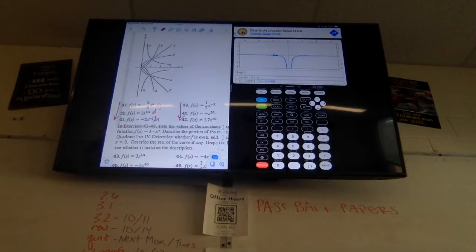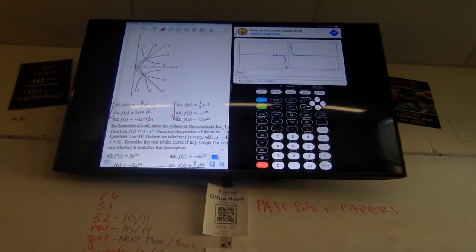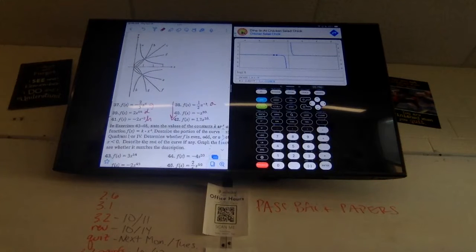All right, I'm going to jump over to 38, and it says 1/2 x to the -5th. Since it says 1/2 x to the -5th, I'm going to assume it's kind of like the last one with that negative exponent. Make sure you get negative in there. All right, very cool. What does that look like? Letter A. Awesome.